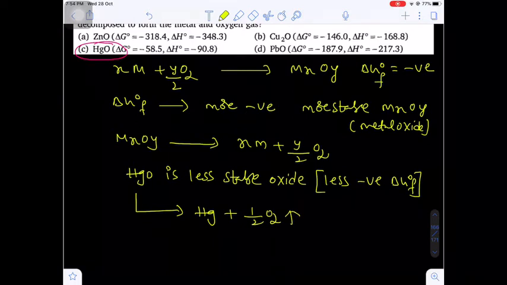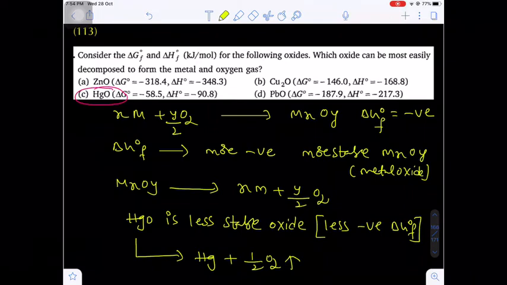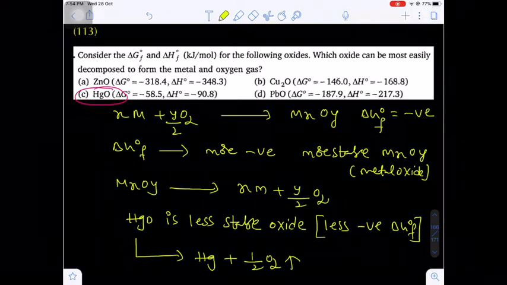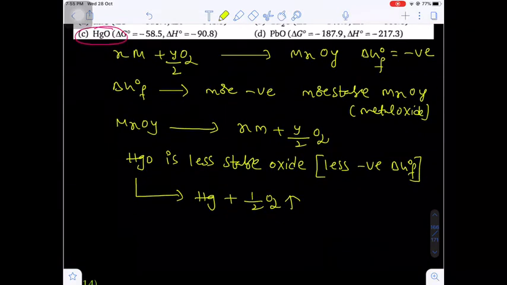So this is very, very important. Yes or no? Once again I am repeating. How to identify the stable oxide of a metal? If you see the delta G naught formation, if it is more negative, the corresponding metal oxide is more stable. Are you getting my point? If the delta G naught f value is less negative, the corresponding metal oxide will be less stable. When the metal oxide is less stable, it may readily undergo dissociation to give metal and oxygen. Are you getting my point?